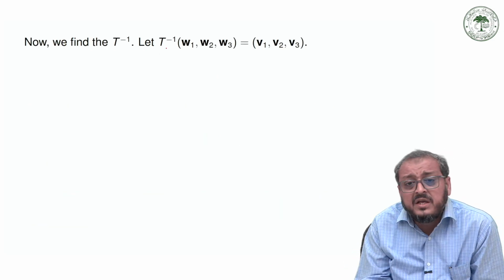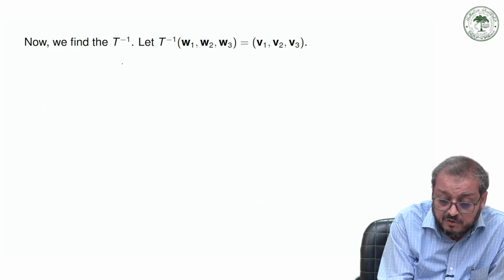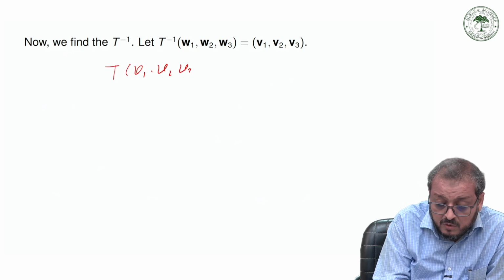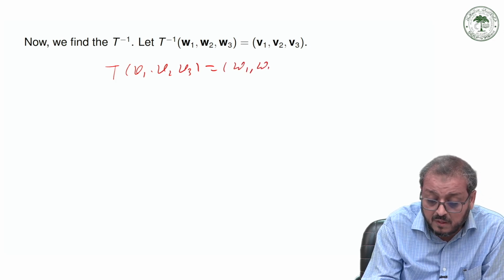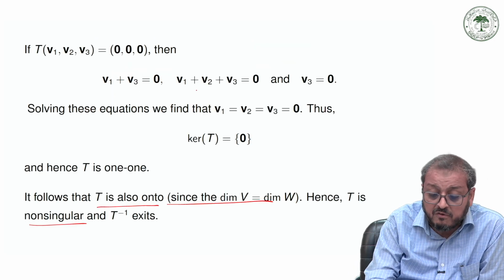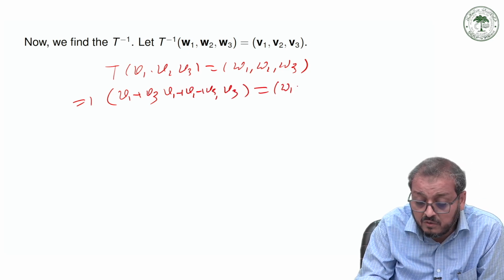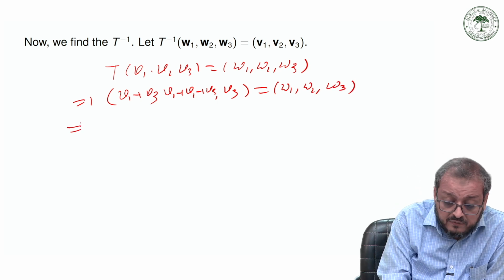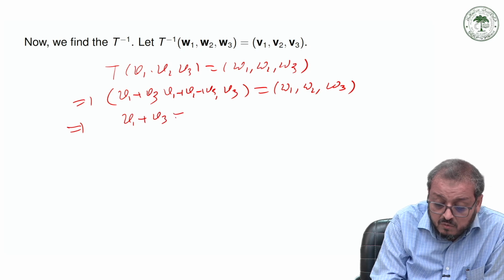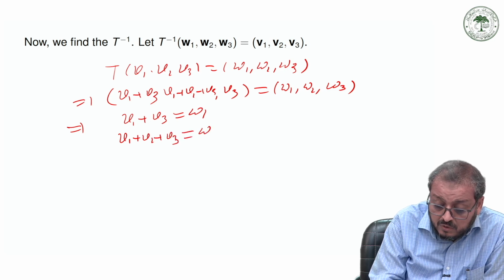So we take T inverse (w1, w2, w3) equal to this form, and now we have T(v1, v2, v3) = (w1, w2, w3), where T is defined as (v1 + v3, v1 + v2 + v3, v3) = (w1, w2, w3). By the equations we have v1 + v3 = w1, then v1 + v2 + v3 = w2, and v3 = w3.